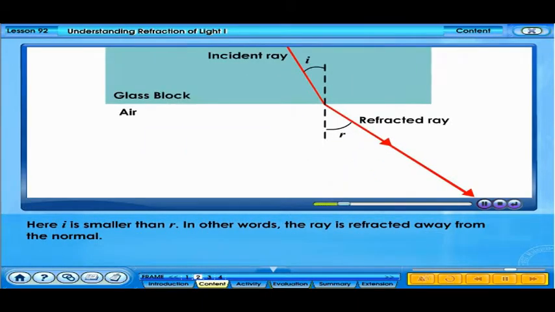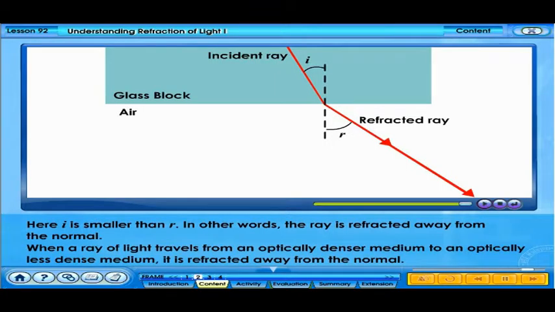Here, i is smaller than r. In other words, the ray is refracted away from the normal. When a ray of light travels from an optically denser medium to an optically less dense medium, it is refracted away from the normal.